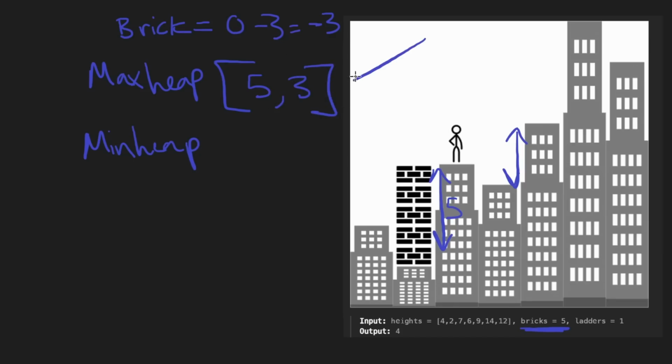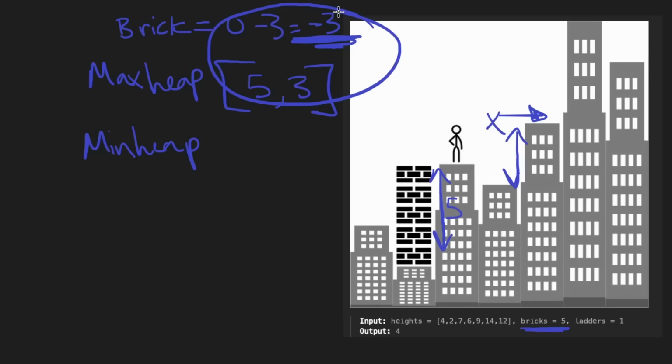And at this point, what we're going to do is say, do we have any ladders remaining? Because bricks has gone negative, that means we actually can't make this jump. We tried to make this jump by doing these calculations, but we realized that since this is negative now, we could not do it. So now we check, do we have any ladders remaining? Yeah, we actually have one ladder.